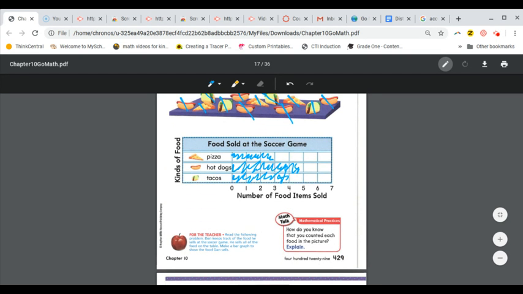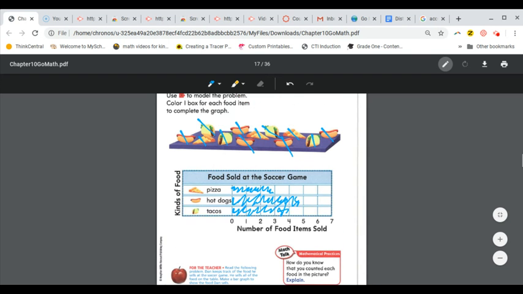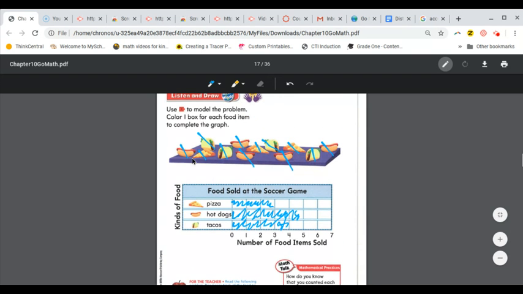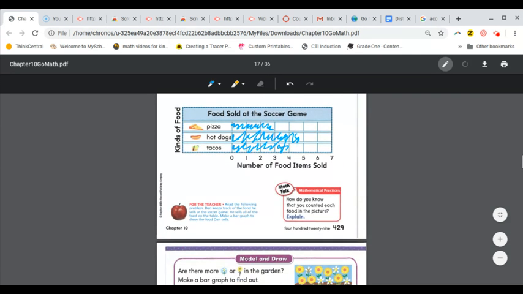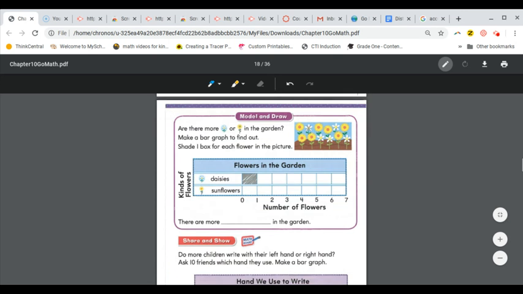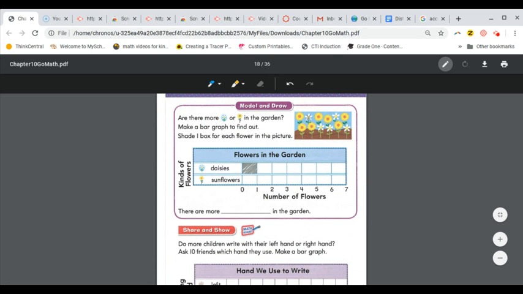How do you know that you counted each food in the picture? So the way that we know that we counted each food in the picture is we crossed each one out as we put the information or the data into our graph. What's another way that you guys can think of that would show that you know that you counted each item in the picture?